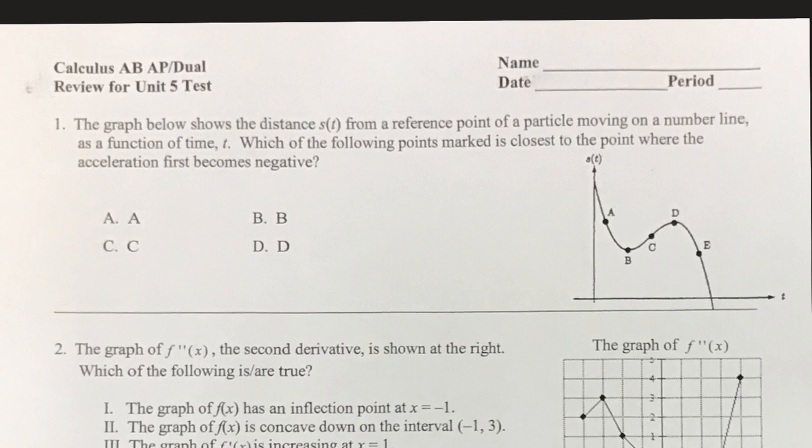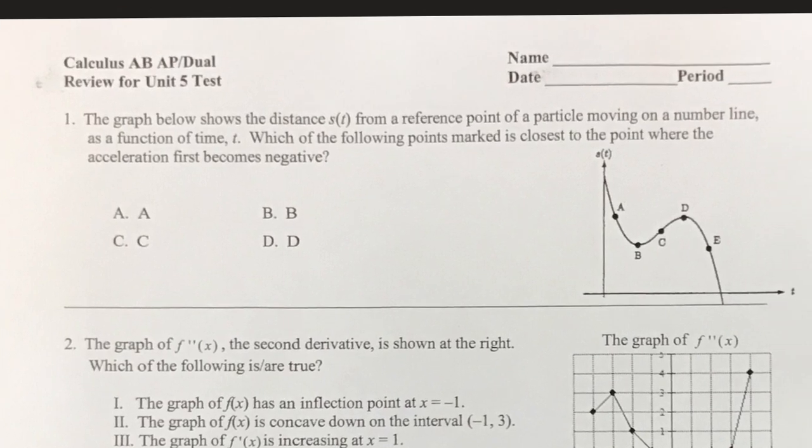So question number 1 starts off with this graph showing the distances from a reference point of a particle as a function of time. Which of the following points is closest to the point where the acceleration first becomes negative? So this is going to happen at point C. Point C. Acceleration first becomes negative.